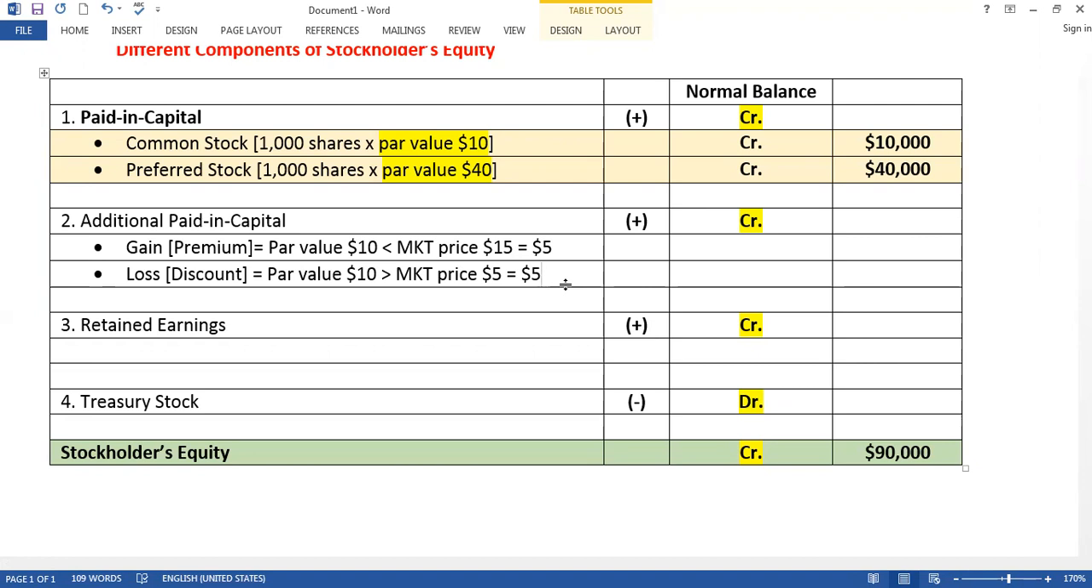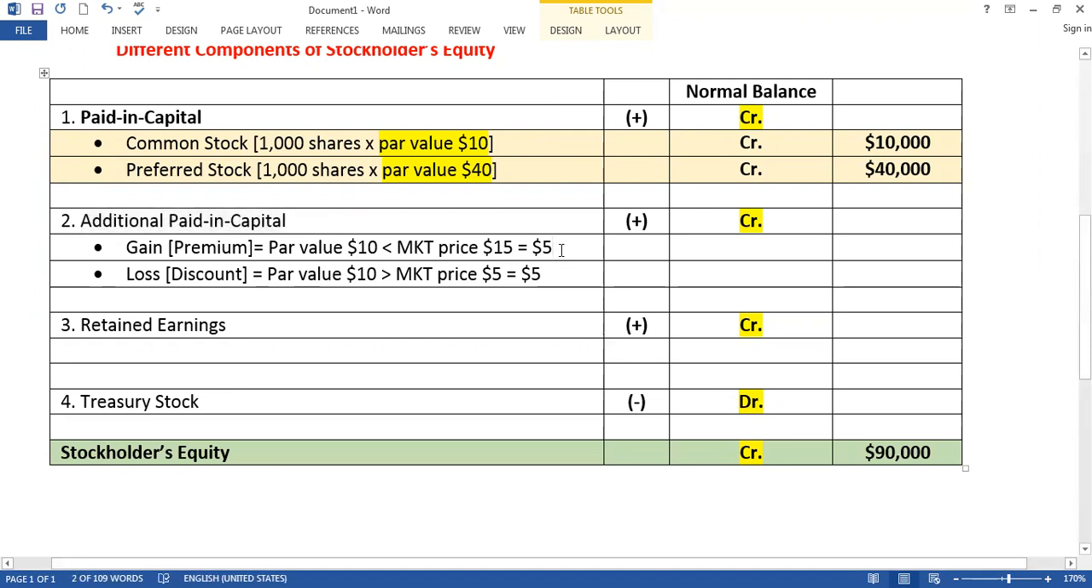$5. So when we sell our share, okay, we do not record gain or loss. We do not record premium or discount. We use only one account, additional paid-in capital. Do you understand? So these are the rules for the share transaction. If you have any gain from selling your share, or any loss from selling your share, you should not record gain or loss. You should record only one account. Which account? It is called additional paid-in capital.